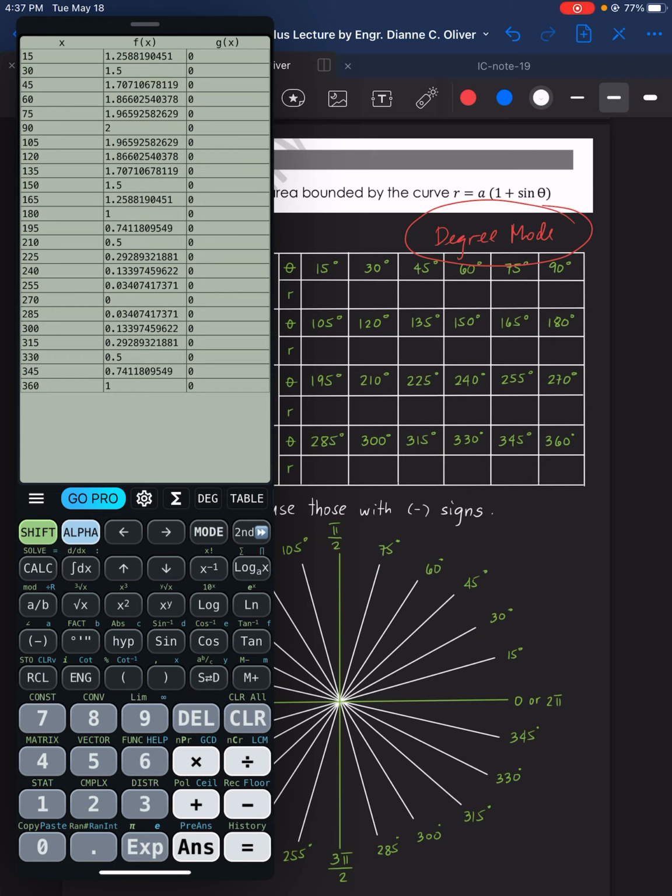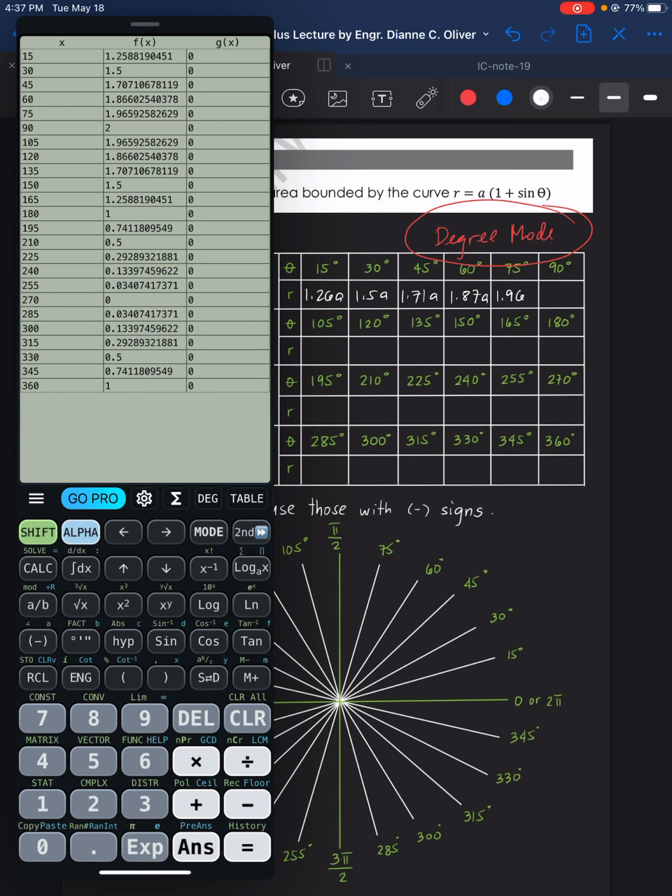We now have at 15, 1.26a, 1.5a, 1.71a, 1.87a, at 75 that is 1.96a. So yes, we are looking at the table using our calculator here. If we are doing a quick sketch, then we can just pick numbers from the table.